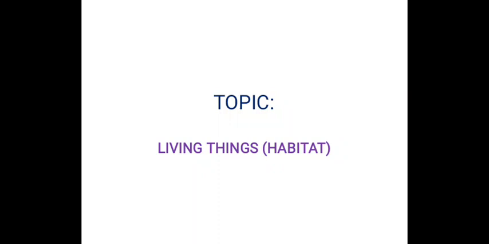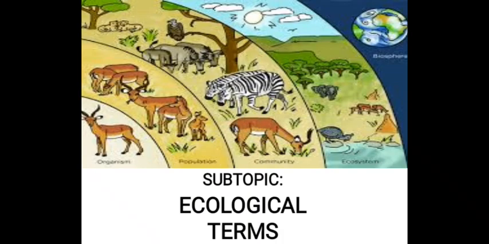In today's video, I'm going to take the subject Basic Science, Class JS2, first term. Our topic today is living things. Our subtopic is habitats. We are going to look at the subtopic ecological terms. This comprises ecosystem, community, population, and organism.